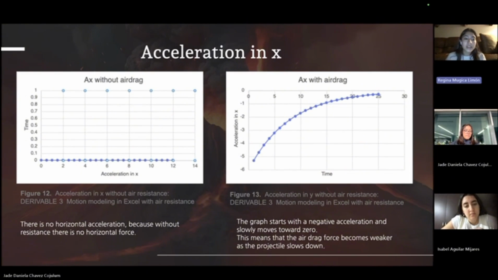We can see that without air drag, there is no horizontal acceleration because without resistance, there is no horizontal force. But with air resistance, the graph starts with a negative acceleration and slowly moves towards zero. This means that the air drag force becomes weaker as the projectile slows down.